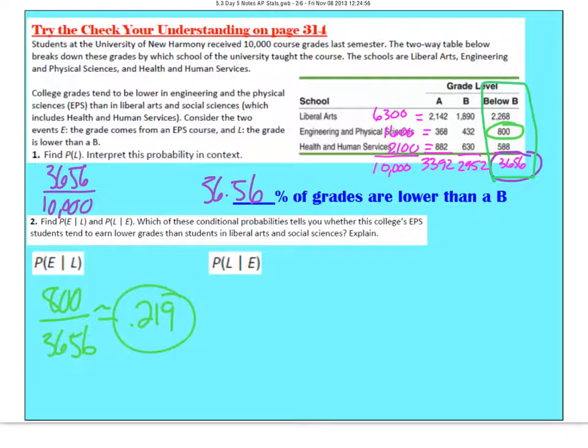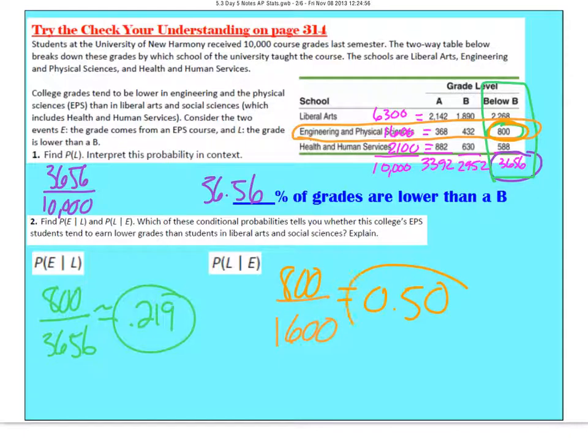Okay, let's switch gears. What if I wanted to know this one? The probability your grade is lower than a B given you came from the EPS school. Well, here I came from that EPS school, so that's the group I'm looking at. I'm looking at all 1,600 of you, so it's 1,600. I want to know the probability that you actually got a grade lower than a B. And in this case, we are talking about, again, the 800 there. So I'm going to do 800 over 1,600, and that's going to give me 50%.